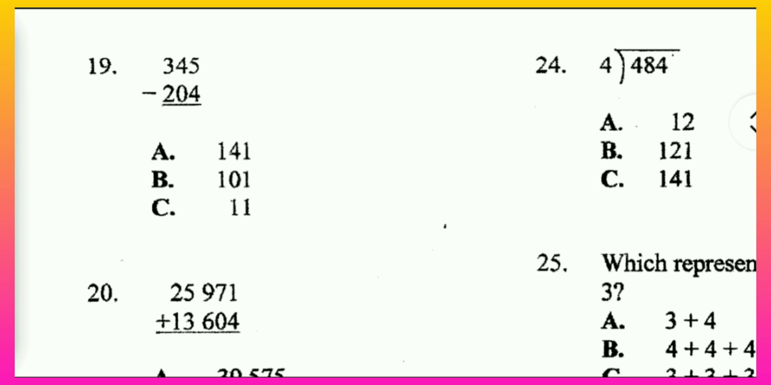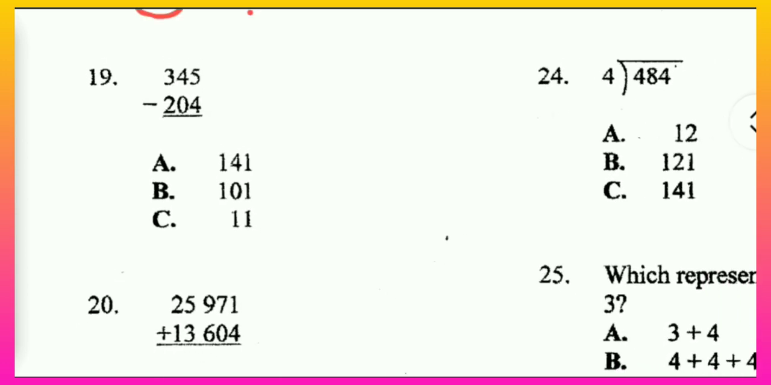345 minus 204, depending on how you say it. Alright, so let's go again. Remember, in maths, we always kind of work from right to left, unlike reading where we go from left to right. So for math, we always go in that direction.